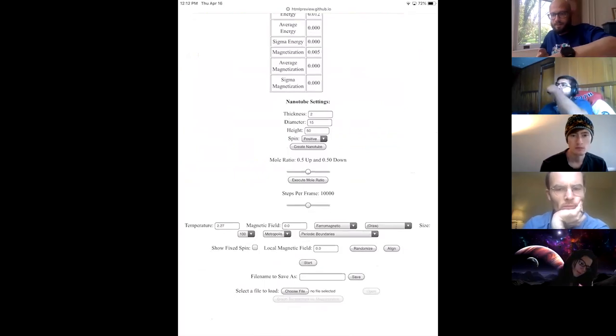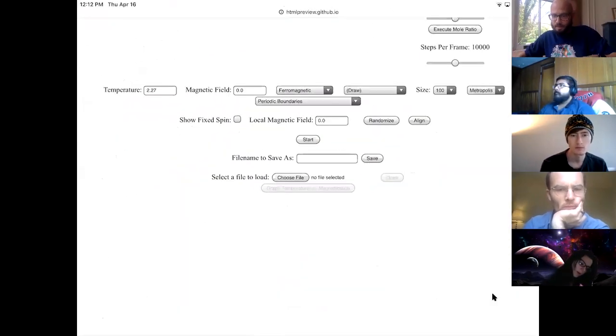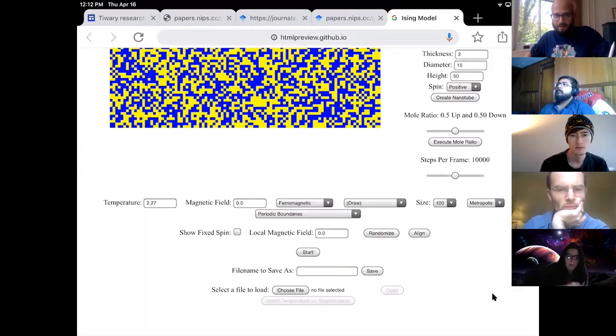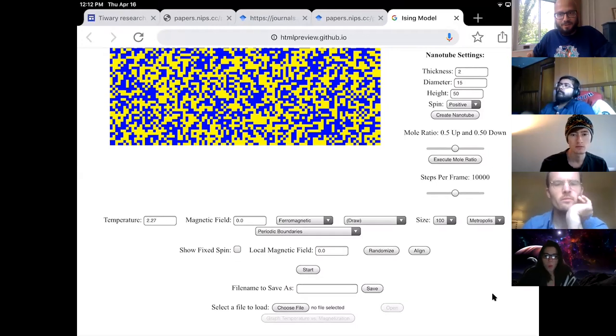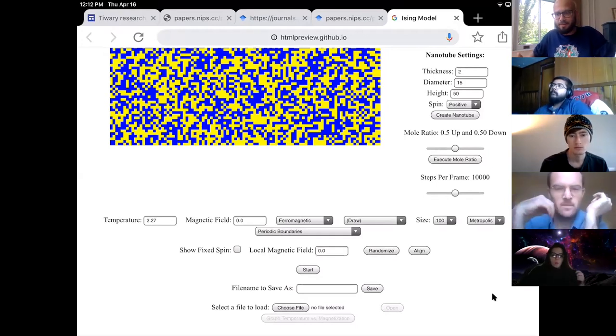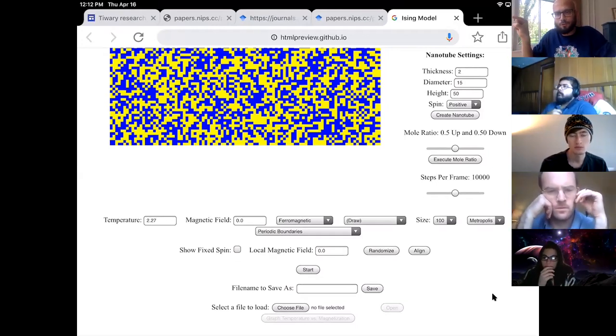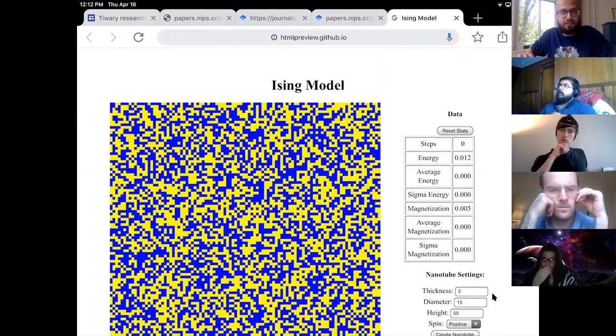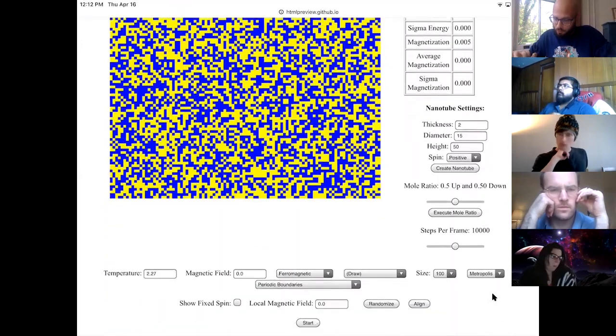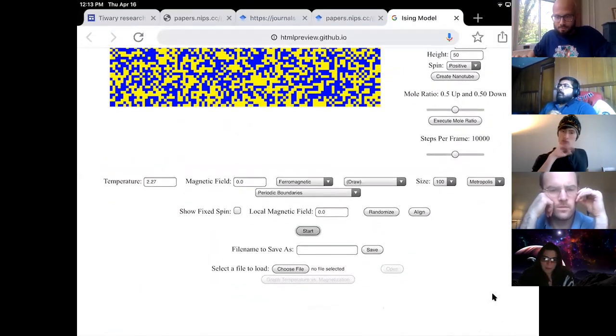But let me take ten seconds. So you set it up and you give it a temperature. Here I have given it 2.27. That is the critical temperature, beyond which things go funky. The 2 over log of 1 plus root 2 thing that I wrote is actually close to 2.27. And it has periodic boundaries, so the spins at the end over here talk to the spins on the other side. Okay, so now you can start the simulation.